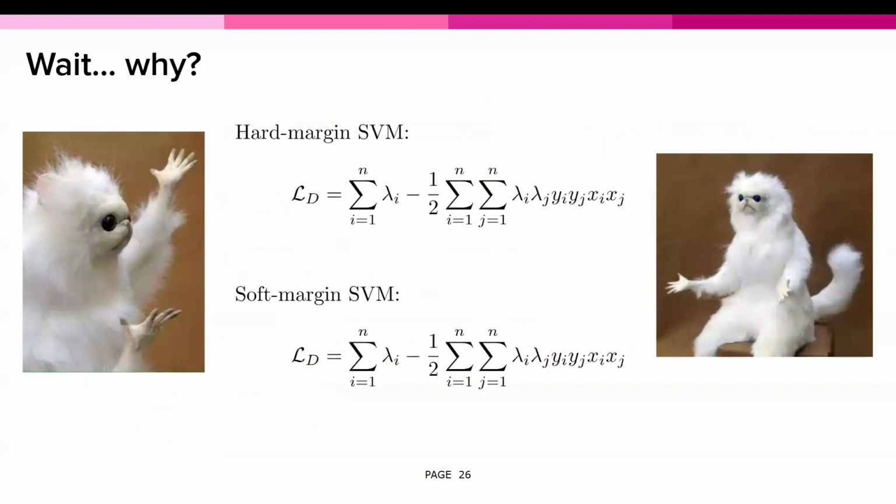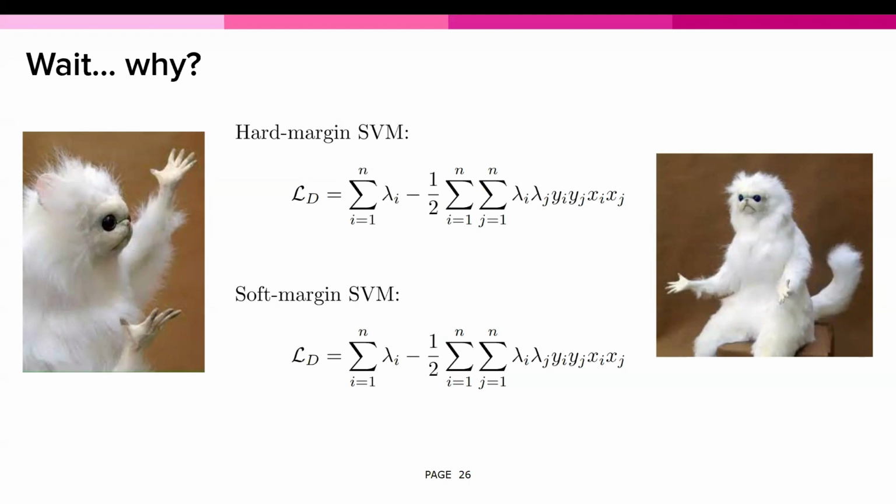Hopefully you recognize that objective, because we have found the exact same dual objective as we did for the hard margin SVM problem. This isn't a mistake. This is real. And when I first saw this, I remember being extremely frustrated. Like, what was the point of all that work? You've got to be kidding me.